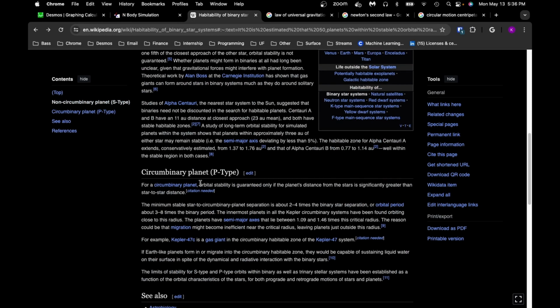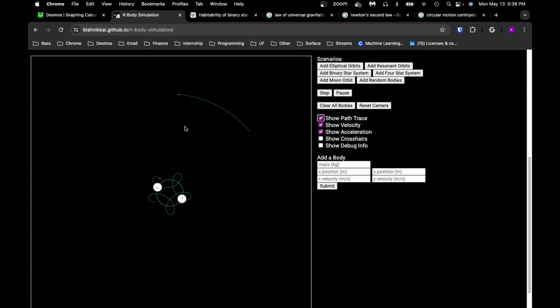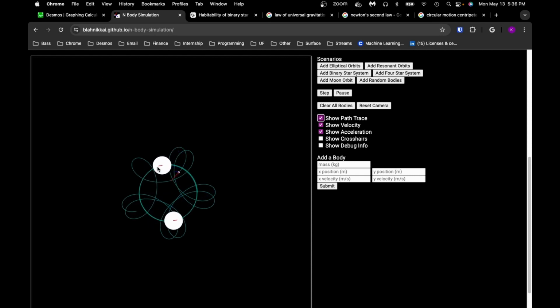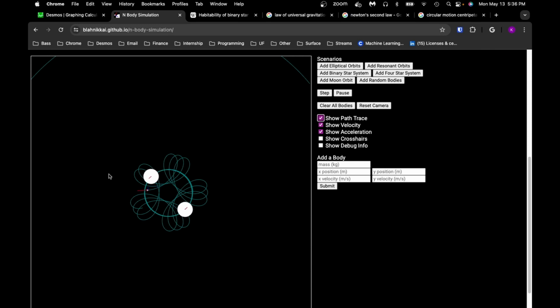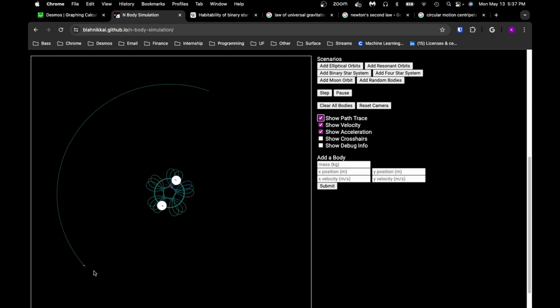So orbital stability is guaranteed only if the planet's distance from the stars is significantly greater than the star-to-star distance. And it says later about 2 to 4 times the binary star separation. So basically, that means if we were to make this orbit closer, if it were orbited closer inside, the difference in orientation, right? Because these stars are constantly changing and they're both orbiting each other. That would start to affect the planet. The planet experiences different forces of gravity actually, depending on the orientation of the stars, and so its orbit wouldn't be as stable and circular like it is out here.